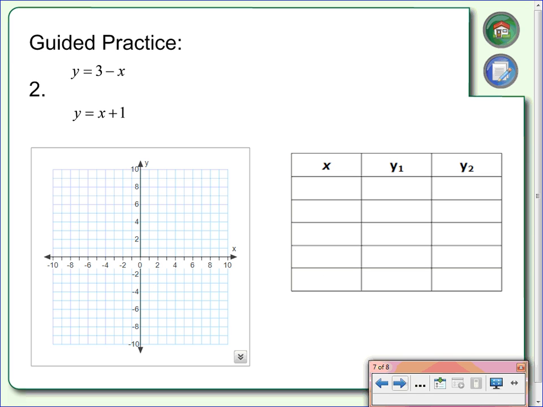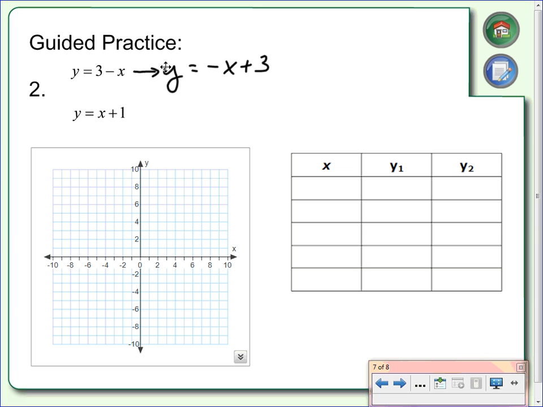Let's take a look at number 2 here. y equals 3 minus x. I don't like the way they have that one written, so let me fix that real quick. This can also be written as y equals negative x plus 3. I just like the x first. It makes it easier for me to graph my slope-intercept form. So this is the same thing as this here. They mean the same thing. I just switched the negative x and the 3.